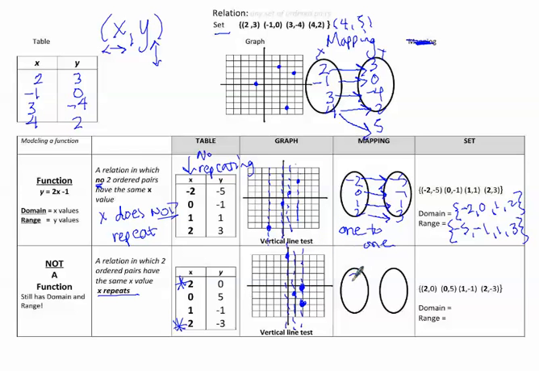For mapping, notice 2 repeats. I only wrote it once in the mapping. So if I map 2 to 0, 0 to 5, 1 to -1, and then 2 also goes to -3, you can tell, because there's multiple arrows that come off of this 2, that 2 repeats.